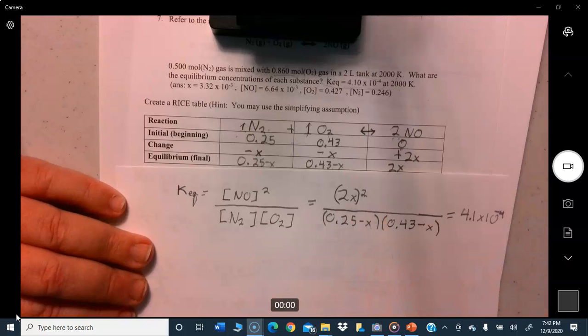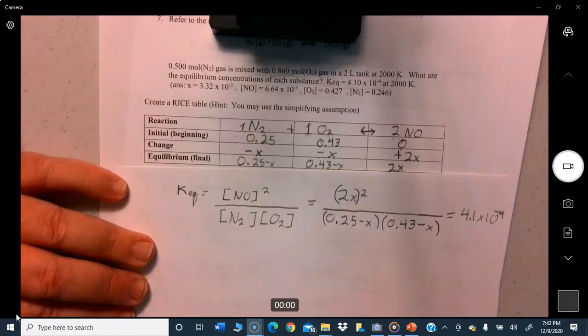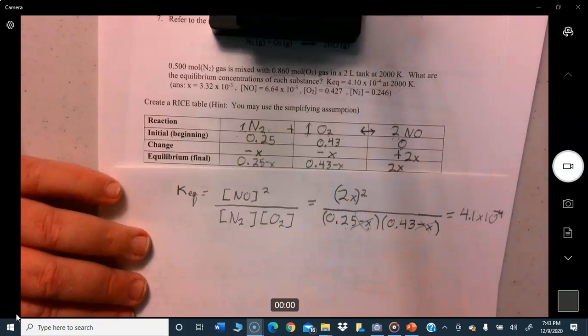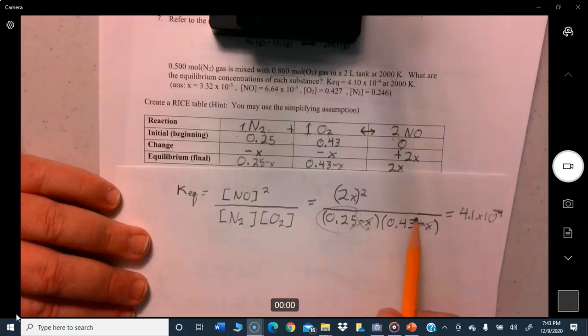So this is where we're going to use the simplifying assumption. If this number is very, very small compared to this, then you can just ignore it. For example, if this number were 0.00001, then 0.25 minus 0.00001 would basically just be 0.25. It's like you're subtracting nothing from it. So we're going to eliminate these, and now all we have left is that times that, 0.25 times 0.43.